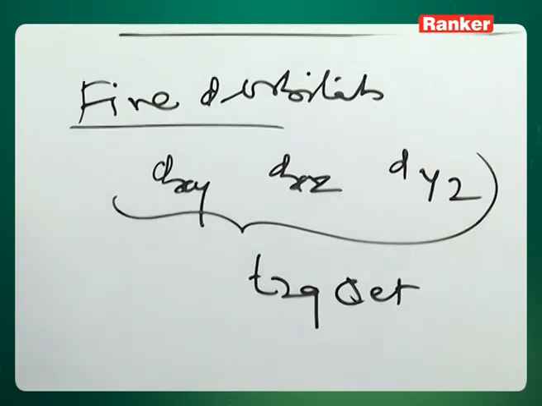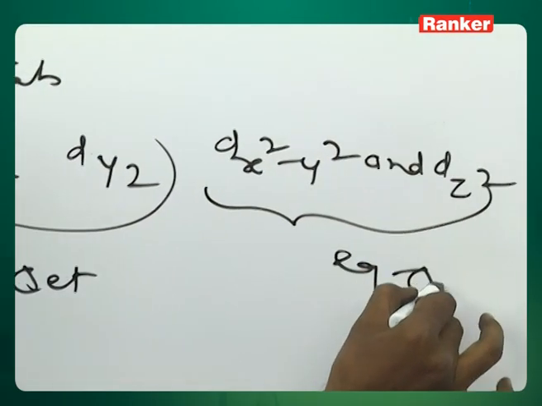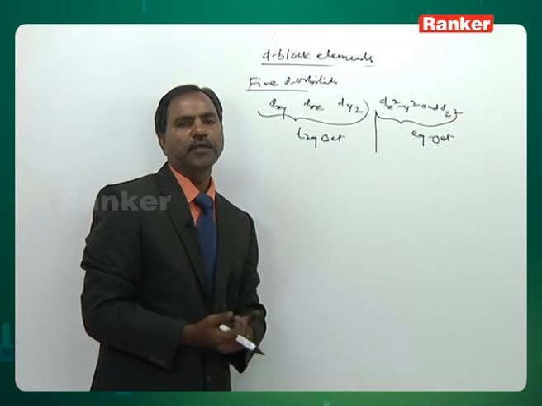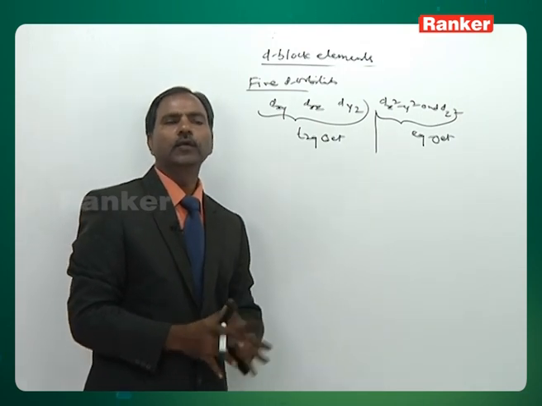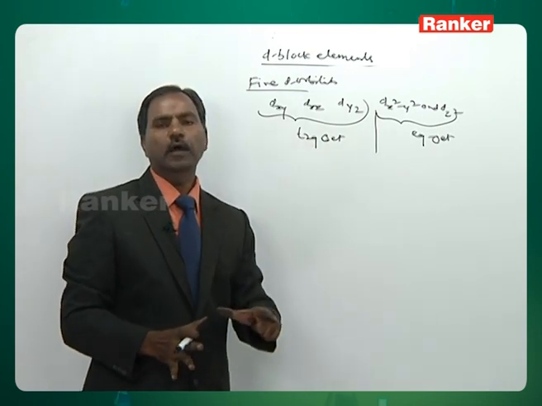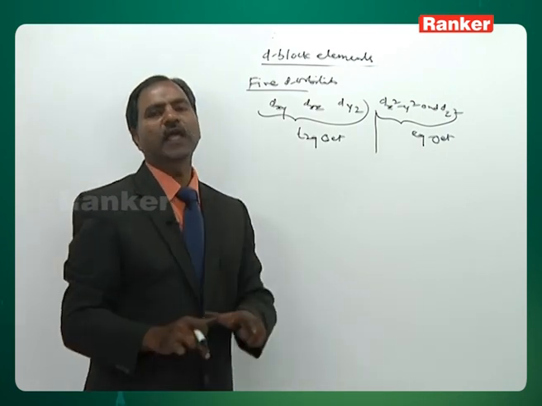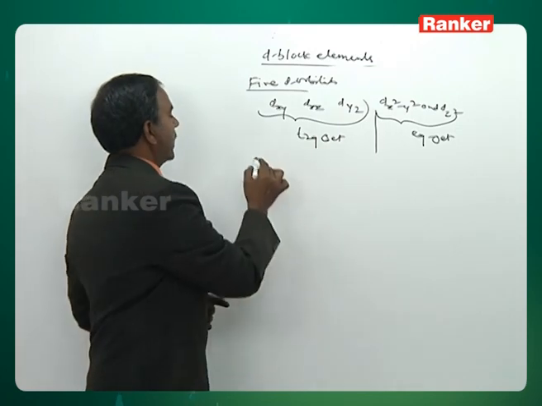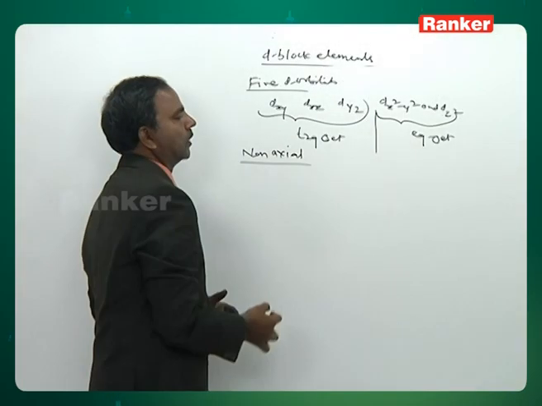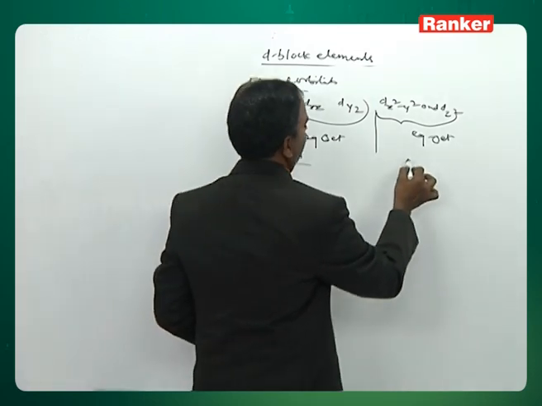Due to more or less the same reasons: presence of variable valencies, or variable oxidation states, and again due to incompletely filled d orbitals and unpaired electrons. These are the reasons why d block elements easily form interstitial compounds: variable valencies, variable oxidation states, unpaired electrons, incompletely filled d orbitals.